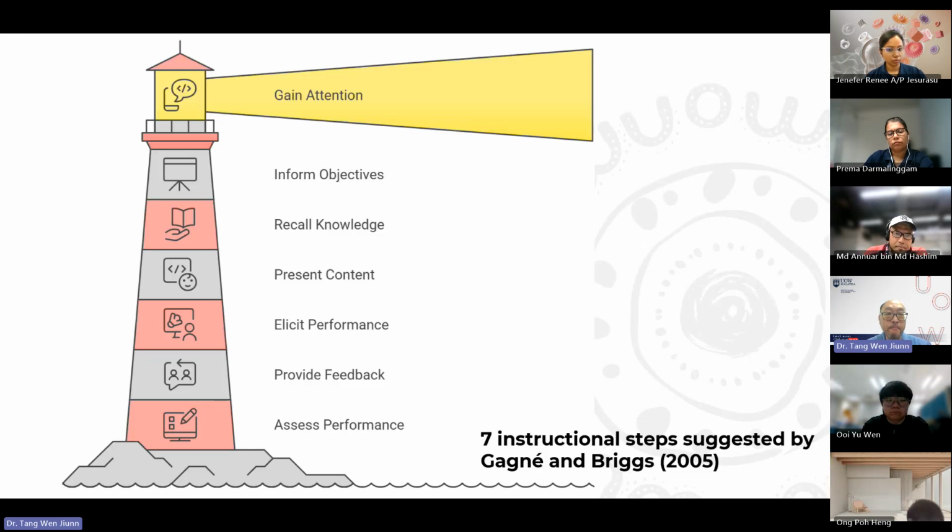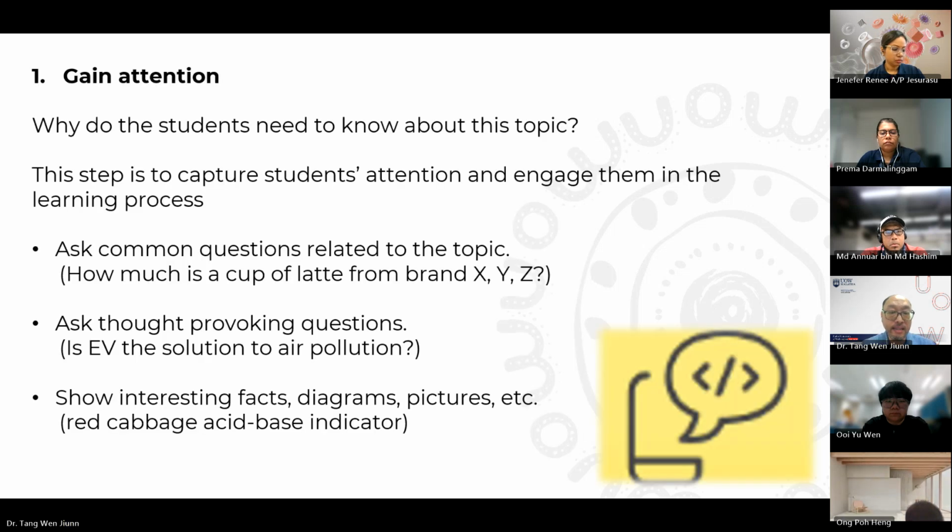Here only 7. Okay, and this one covers the activities we do in the classroom. Let's say you have a 1-hour class. Okay, how to successfully execute what we have planned earlier. So we start with gaining attention.